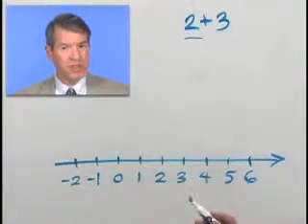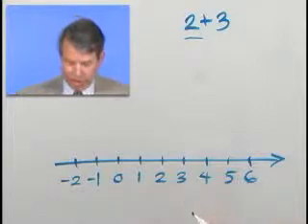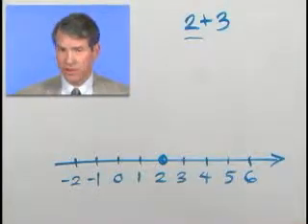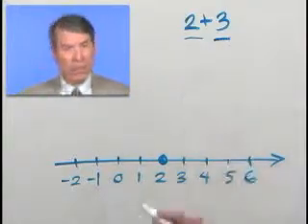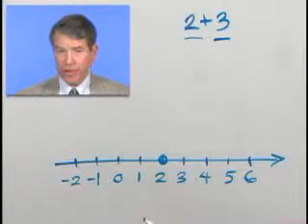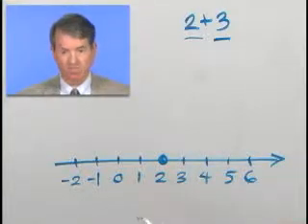We'll use the first number as our starting point on the number line. There's the point corresponding to 2. I'm adding a positive number. When you add a positive number, you move to the right, the increasing direction on the number line.